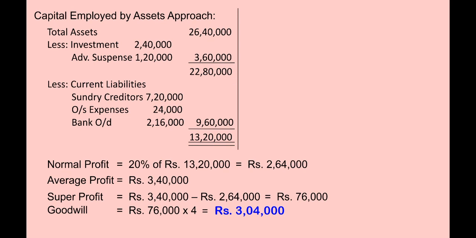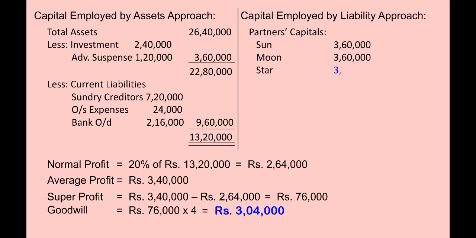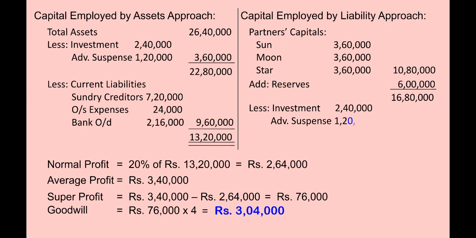Now let's solve this with liability approach also. First, we will see partners' capital, Sun, Moon and Star, rupees 3,60,000 each. Then add reserves, rupees 6 lakh. It comes out as 16,80,000. Then deduct investment and advertisement suspense account from this. We get capital employed as rupees 13,20,000, which is exactly the same as we got in asset approach. So the further process will be the same and goodwill will come as rupees 3,04,000.